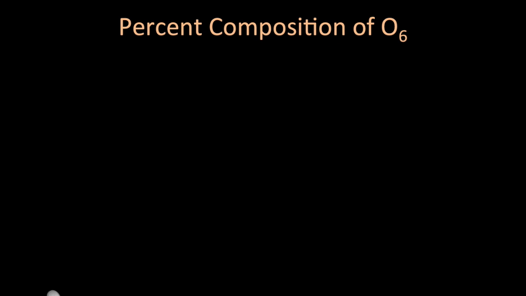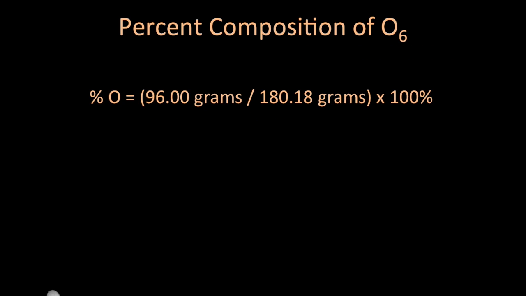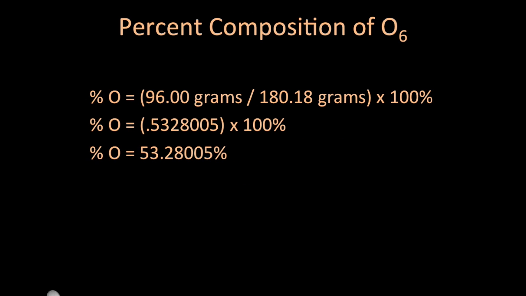So now the last step is to find the percent composition of oxygen. To find the percent composition, you would do 96 grams over 180.18 grams and then multiply by 100. Doing this gives you a percent composition of oxygen of 53.3%.